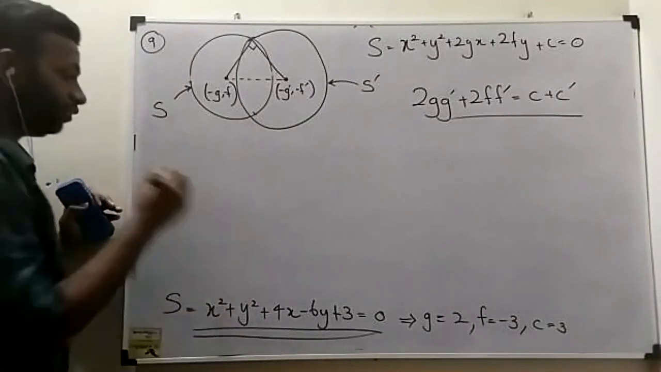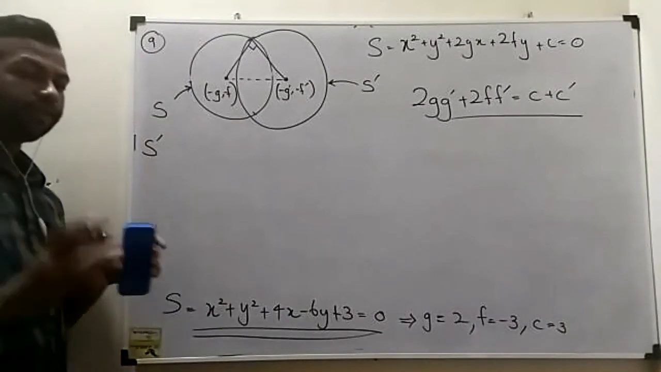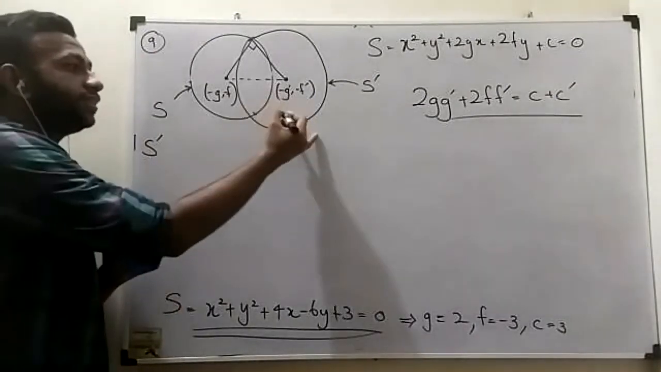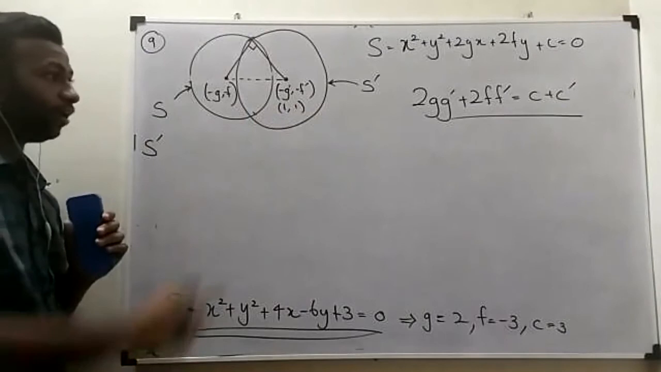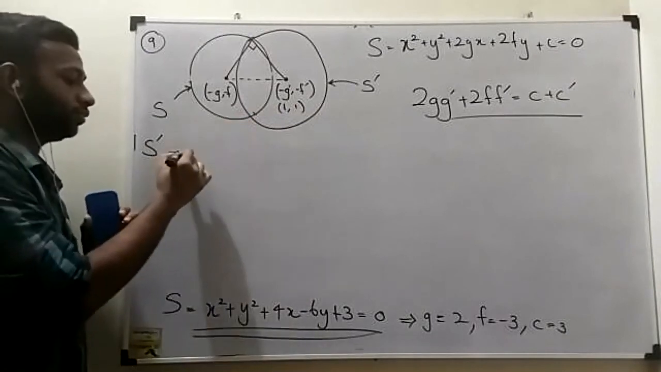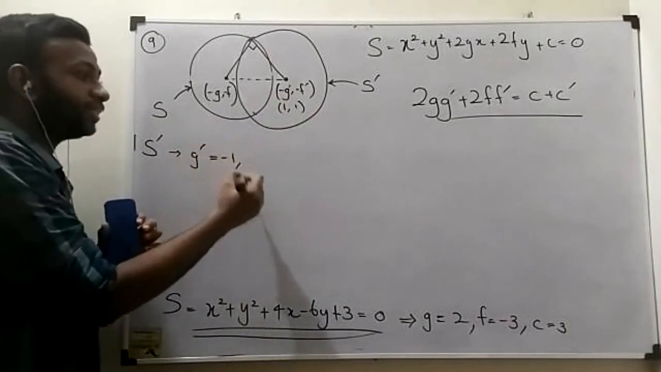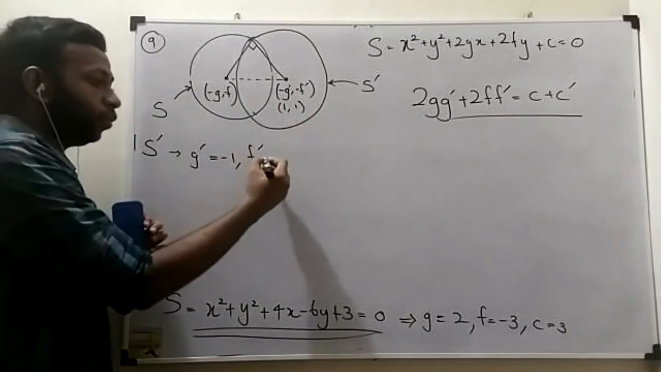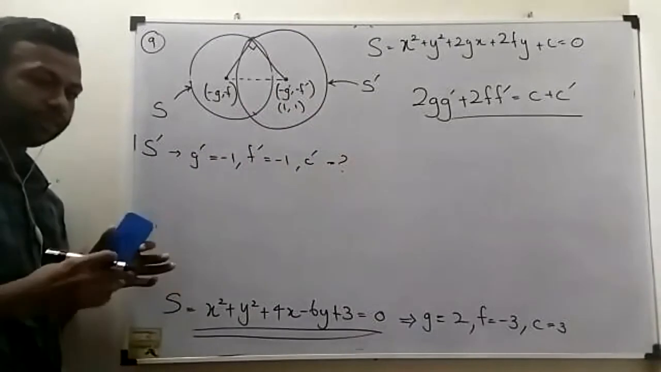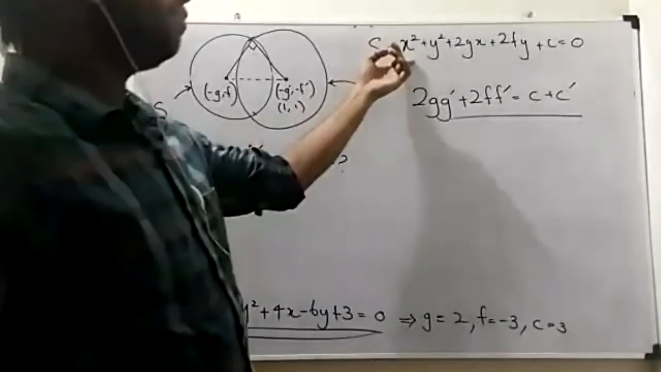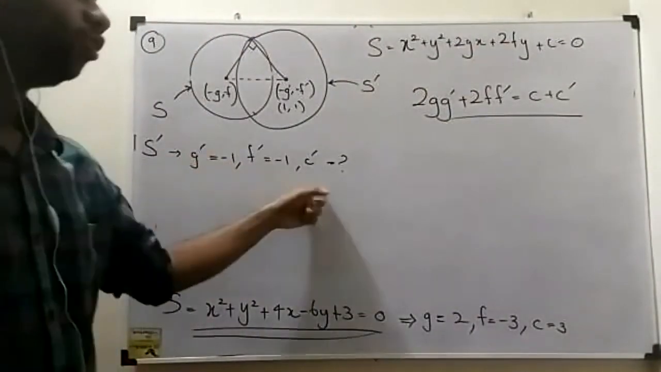Now the new circle, S dash. Do we know g and f? Yes, we do. How? Because they have given that the center coordinates of this circle are 1, 1. Okay. So if it's 1, 1, what is g dash? So 1 is minus g dash, so g dash is minus 1. What is f dash? Also minus 1. What is c dash? We don't know, right? To draw the equation of a circle, we need g, we need f, we need c. We know g, we know f, but we don't know c. How can we get c?